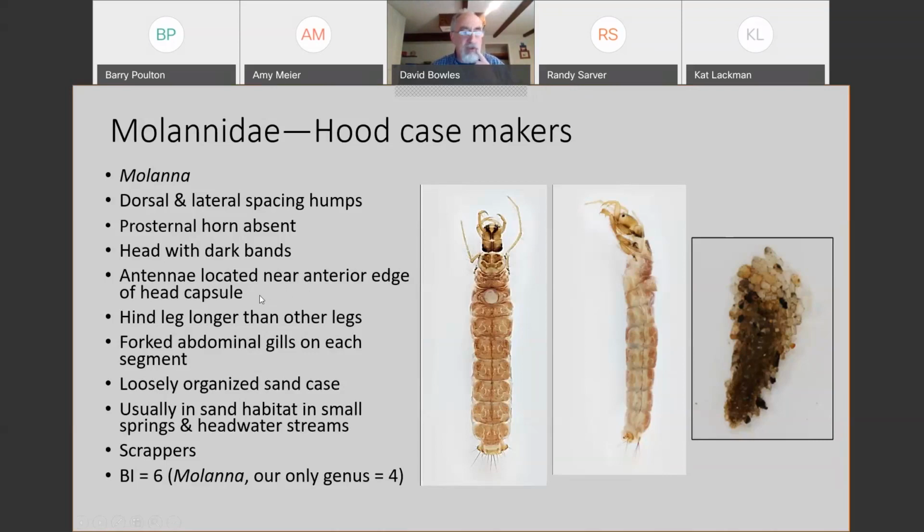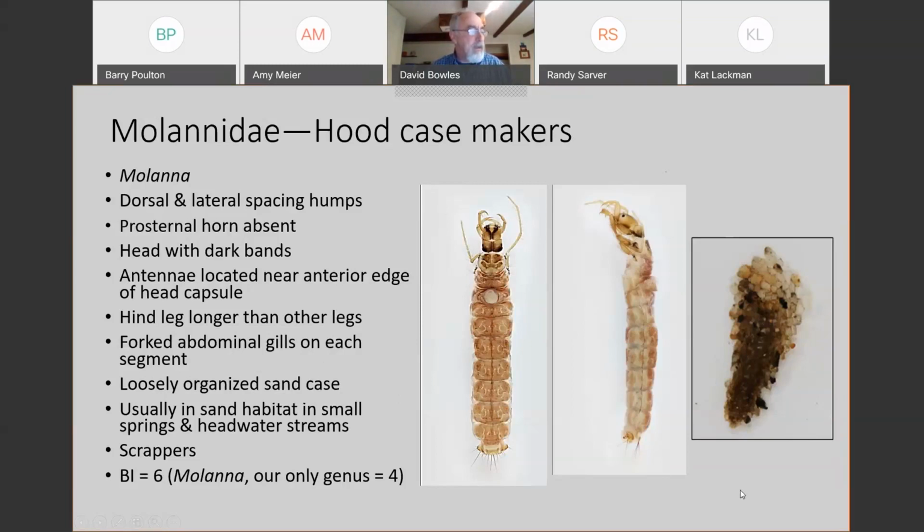Their antennae are weird because they're located near the very front edge of the head, near the anterior leading edge of the head capsule, not in a place you would normally expect to find them. In most caddisflies, usually it's between the eye and that. And then recall the Lepidostomatids had it right near the eye. The hind leg, like some of the Leptocerids, is very long. You might confuse it with a Leptocerid, but other characters will distinguish it. They have forked gills on each abdominal segment, and they have this really strange case. It's made out of sand grains, and it's not real firm like other caddisfly cases. It's somewhat loose and floppy, and you can actually bend it.